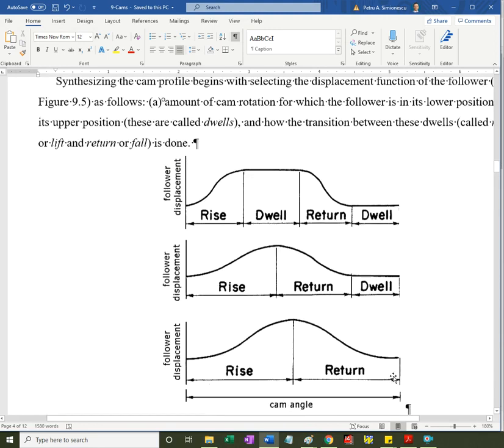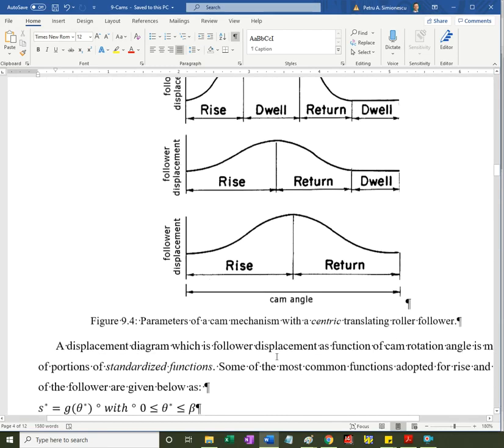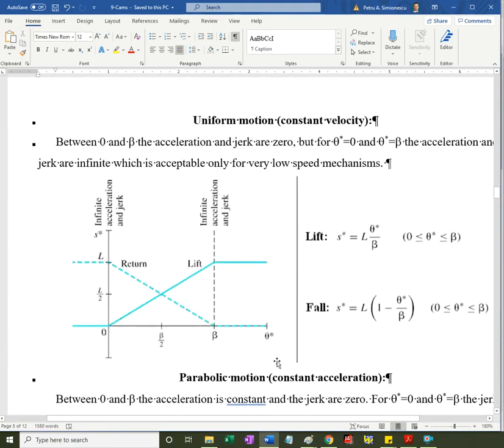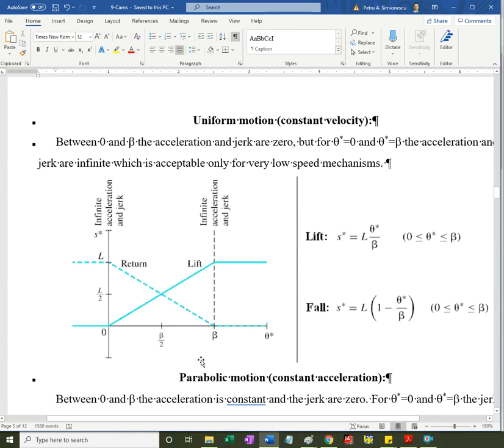Okay, so the question is how we are going to program the rise and the return motion. For this, there are standardized functions. Again, you'll have access to the notes, and this is the cam angle, and you as a designer decide whether the rise or lift is going to happen over 30 or 40 or 50 degrees of cam rotation and return over 20, 30 or 40. We say that return could be fast, happening in a small number of degrees of cam rotation.